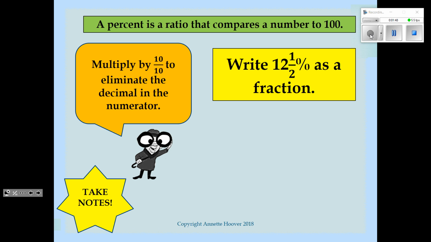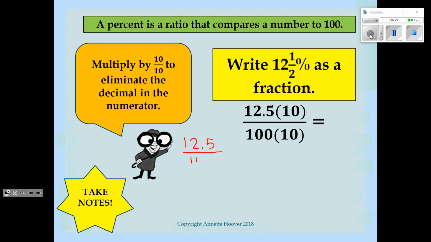12.5% as a fraction. Well, first of all, let's write 12.5 without a decimal. A half is the same thing. If you remember correctly, a half is the same thing as 5/10. These are equivalent to each other because 1 divided by 2 equals 5/10. So 12.5 would be the same thing as 12 5/10. And we're going to write that over 100. Now, we cannot have a decimal in the numerator. So when we wrote 12.5 as 12 5/10 over 100, you notice that we have a decimal in the numerator.